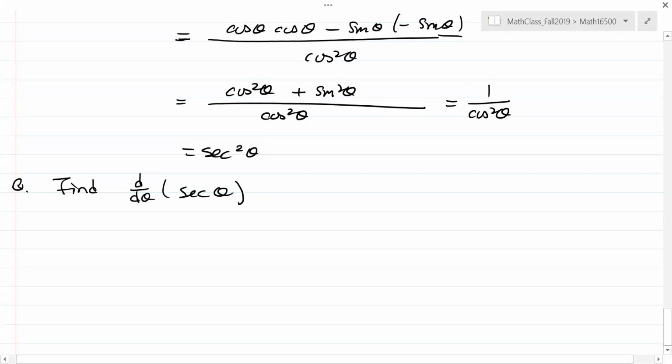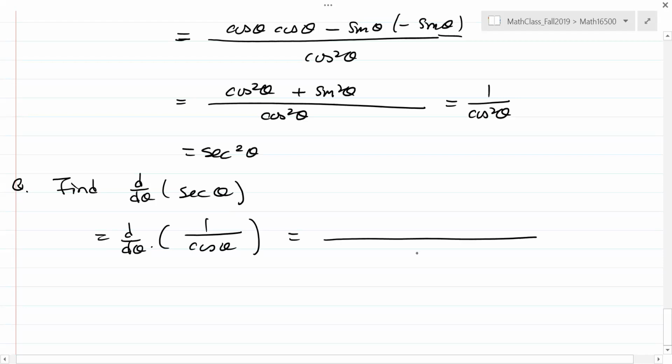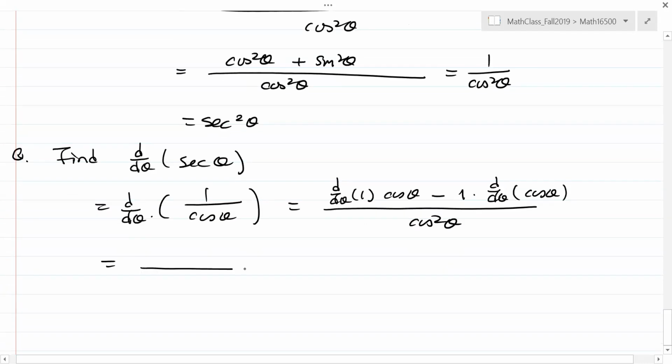Secant theta, it's not a brand new function. I only memorize the formula for the derivative of sine theta and cosine theta, right? So what I'm going to do is express it in this form. Then it's a quotient, but this is a very nice quotient. The numerator is just 1. So it's going to be cosine squared theta, and the derivative of 1 times cosine theta minus 1 times the derivative of cosine theta. Okay, what I get is going to be negative the derivative. It's giving me sine theta, right?